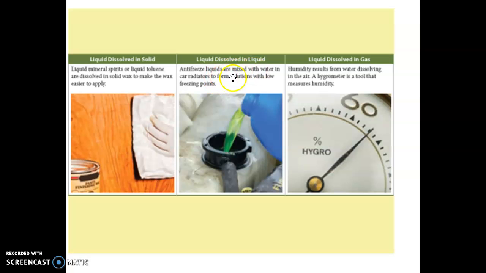Okay, liquid dissolved in liquid. Antifreeze is an example of that. This is where you have liquid, usually a mixture of ammonia and other molecules in liquid form that's mixed with water. And liquid dissolved in gas, it's a nice one when you look at water vapor in the air, humidity in the air. So water essentially has dissolved in the air. You then have particles that are causing humidity that are essentially suspended in air.